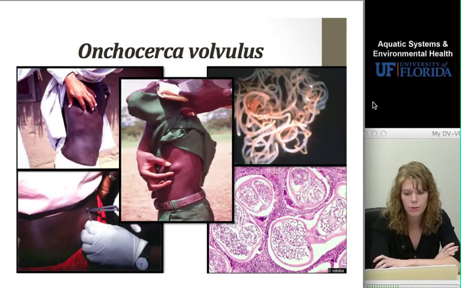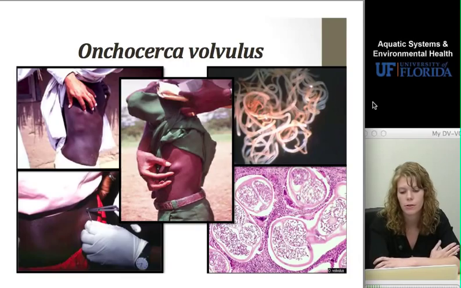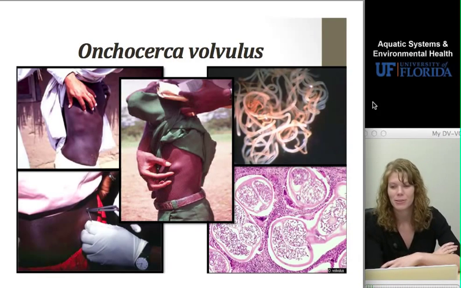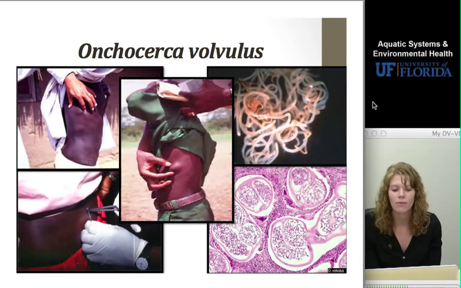Onchocerca volvulus is the parasite responsible for the manifestation of dermal and ocular symptoms. There are two main stages of this filarial parasite: the macrofilarial stage, which is the adult stage, and the microfilarial stage, which is the larval stage. The macrofilarial worms can grow up to 2 feet in length, so these are pretty nasty, and they can live between 10 and 15 years in the human host, and this necessitates very long-term treatment.